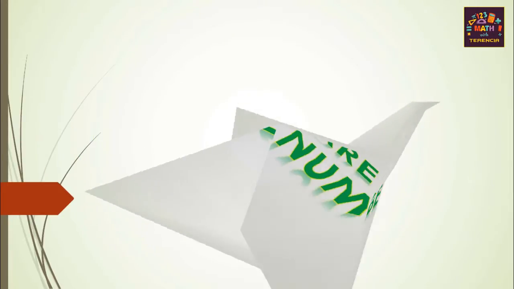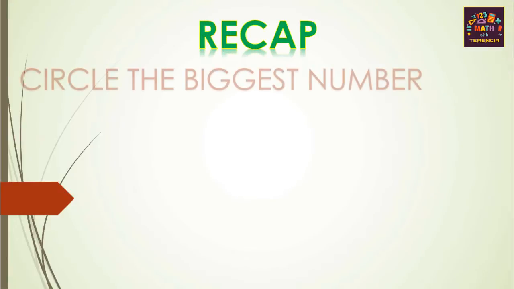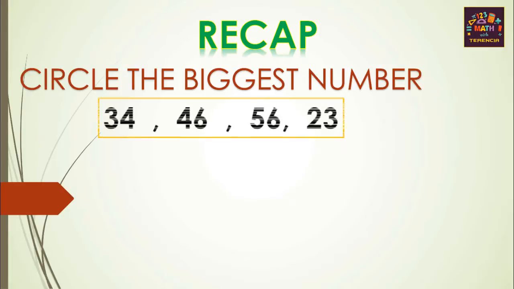Before we compare rational numbers, we want to know how to compare the usual natural numbers. So here is a small exercise for you. Circle the biggest number. Yes, you have got the answer. 56 is the biggest number.